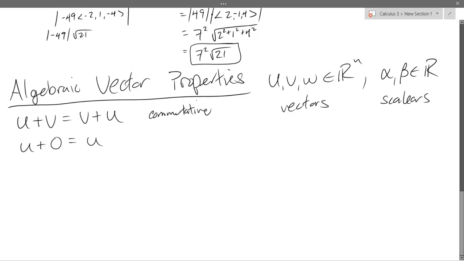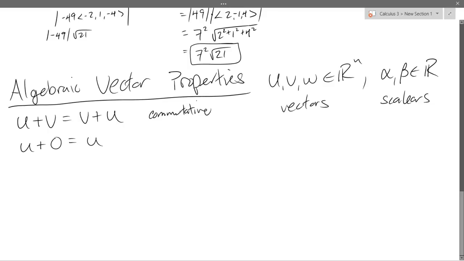So if you have trouble remembering commutative, how did you get to school today? You probably commuted, so that means you changed your location. Unless you're watching on YouTube, you probably didn't. But if you're here, you commuted to get here, unless you slept here. Hopefully you didn't. So commutative just means change. You can change the location. So u plus v, v plus u.